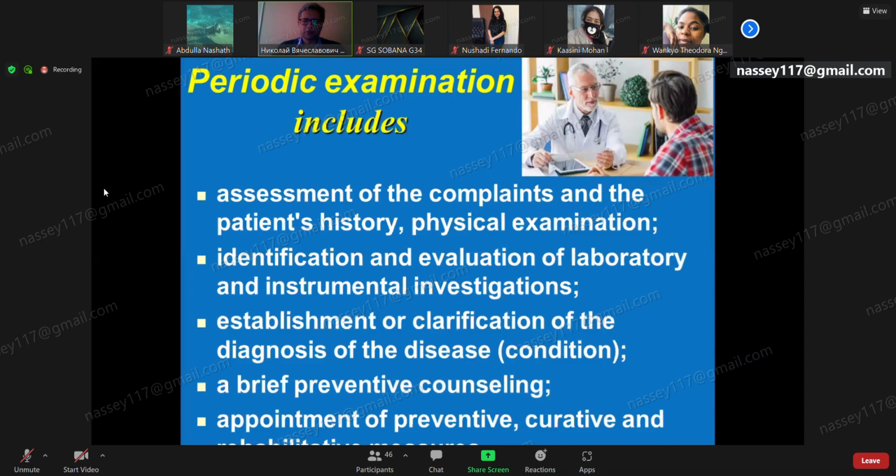Now let's start to discuss the so-called periodic examination, or follow-up, for patients with chronic diseases. This procedure includes assessment of the patient's complaints, the patient's history of disease, and physical examination.